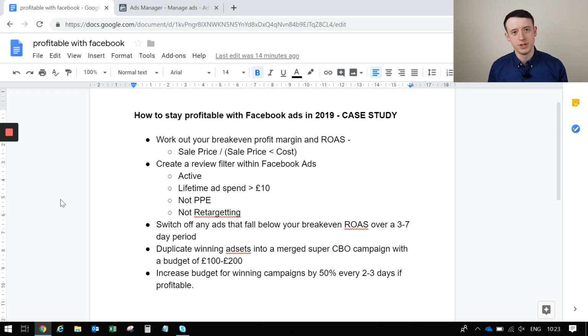So the next thing you need to do is create a filter within Facebook. What this filter is going to do is let you easily check your ad sets and review them to see if you need to kill them or if you can duplicate them into a better campaign. To do that, you just need to create a filter that shows your active ad sets. It shows any ad sets that have a lifetime spend of over £10, because then that gives the ad a chance to collect the data to go out to some people, and you can see whether it's going to be profitable or not.